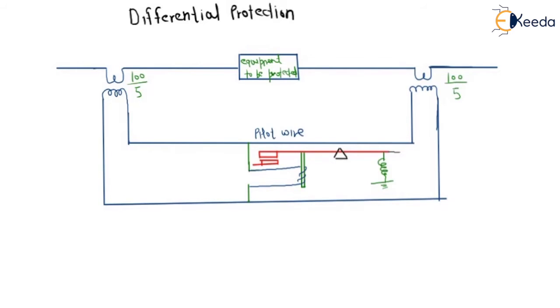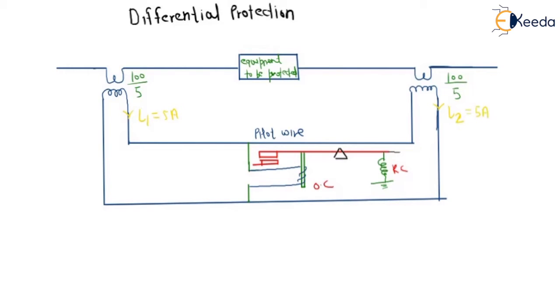So basically we will take one moving plunger type relay. This is the restraining coil, and this is the operating coil. In this coil, the difference of current flows. With the CT ratio, the current I1 will come here and current I2 will come here, and initially you can see it is 5 ampere and it is also 5 ampere.